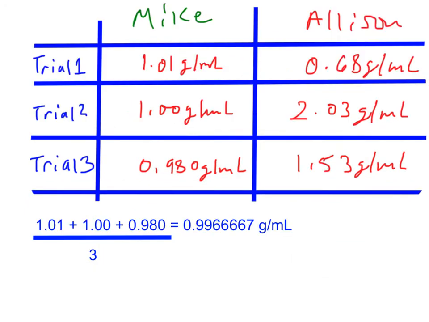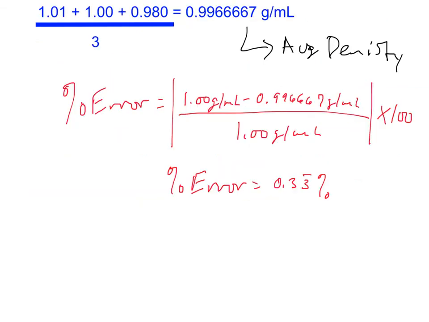Okay, so let's tackle Mike's data first. So you'll see down here that I have averaged Mike's density data. So this is the average density of water that Mike came up with. And so we'll use that in our percent error formula. Alright, so we've plugged the information into the percent error formula. You've got the theoretical value, which is 1 gram per milliliter. We've got our experimental value, which is the average density that we get from Mike's data, all divided by the theoretical or accepted value down here on the bottom again.